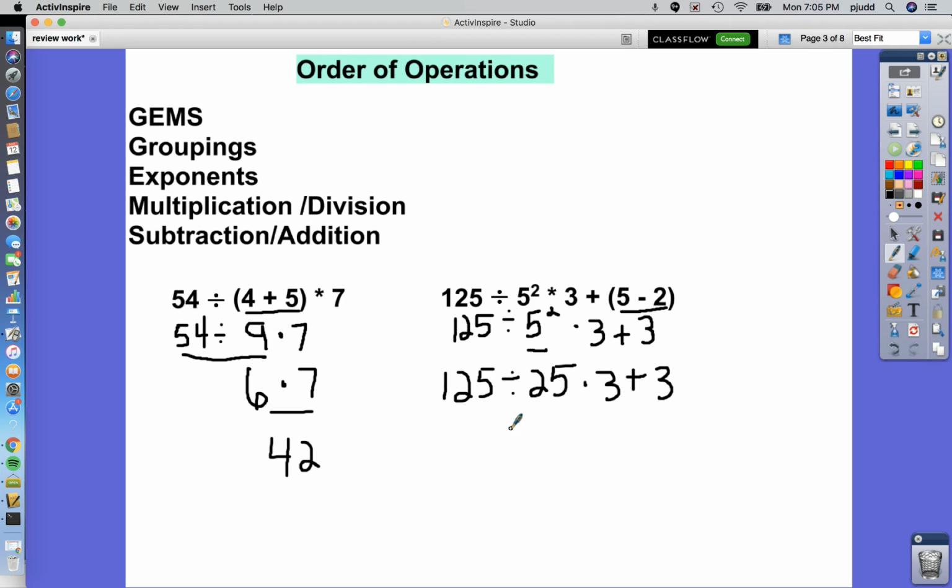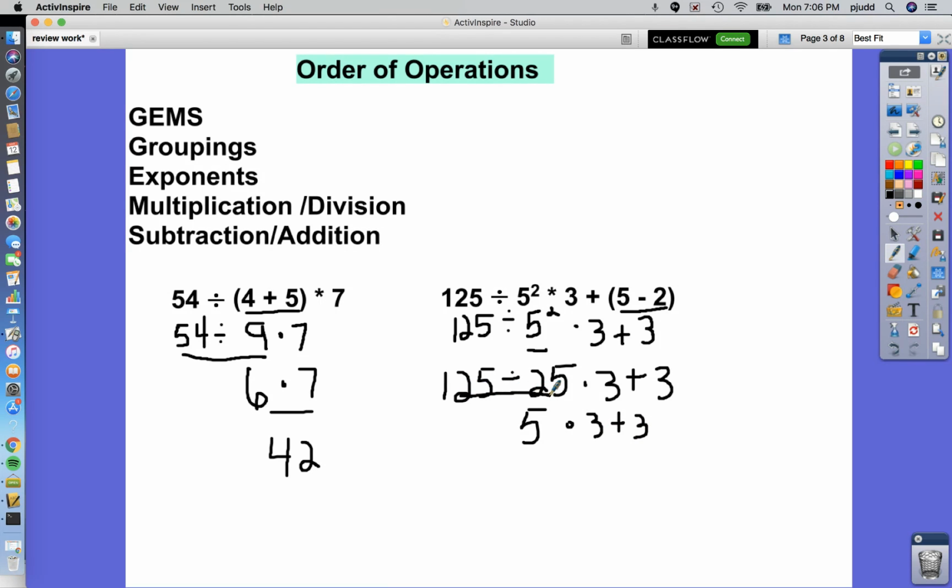Okay, let's check and see how you did. Well, I have division, multiplication, and addition. And again, we're going to take a look at multiplication, division. Well, that's true, but left to right. So left to right, I am dividing first, then multiplying, then adding. 125 divided by 25. I'm going to have a quotient of 5. I'm going to bring down times 3 and then plus 3.